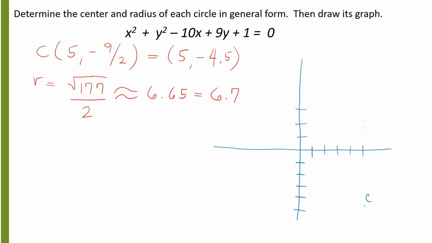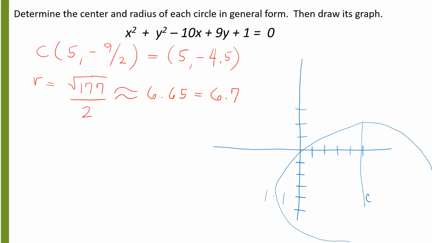Makalampas lang ng konti dun sa 5, 2 na coordinate. Then, connect or using your compass. Tama ba? So, kung dito tayo nag-start, ay di 1, 2, 3, 4, 5, 6.5.7 approximately. Then, using your compass, 5, 6, 7, 6 point something. Using your compass, draw a circle.